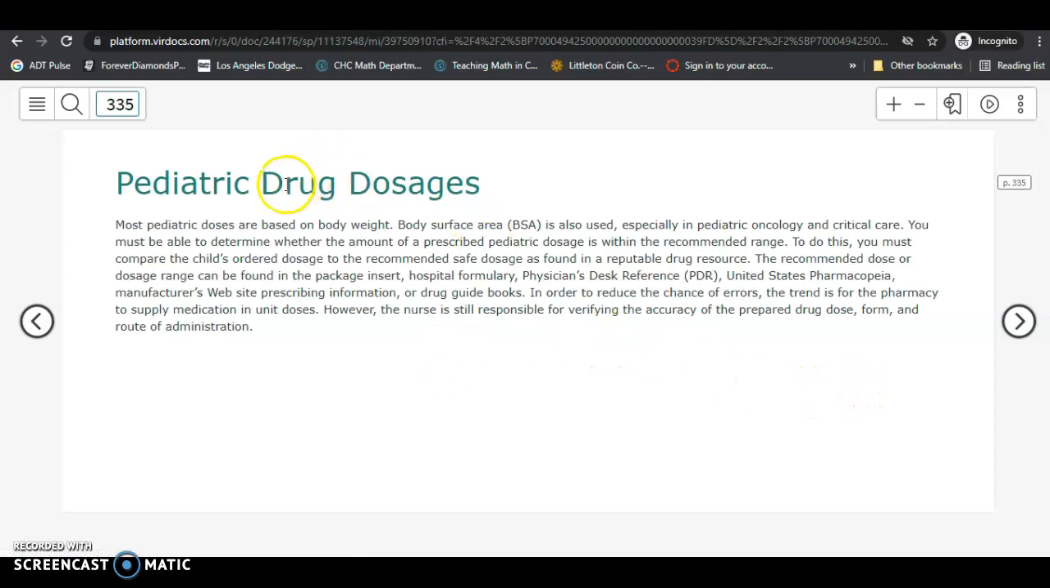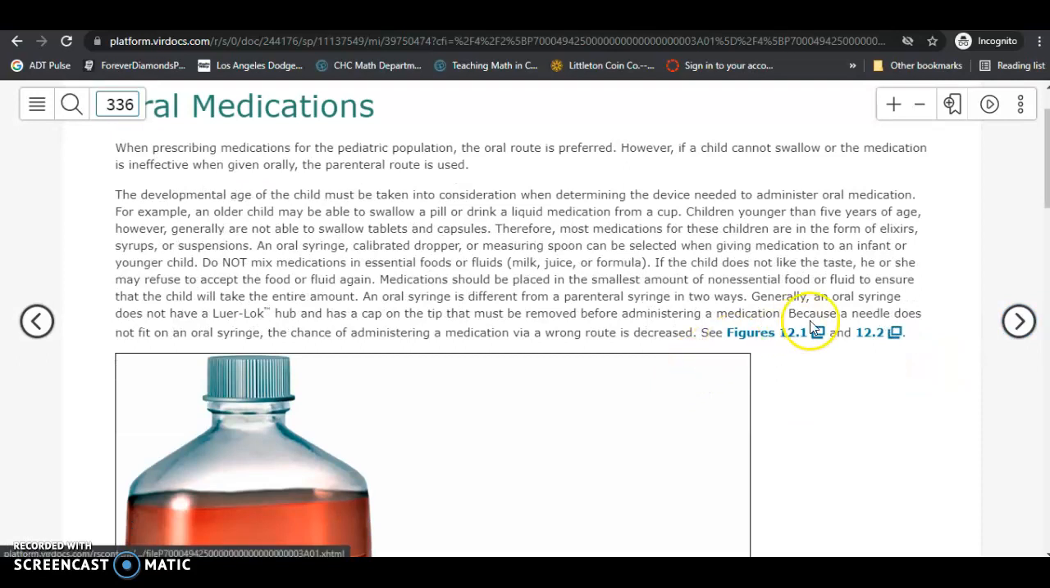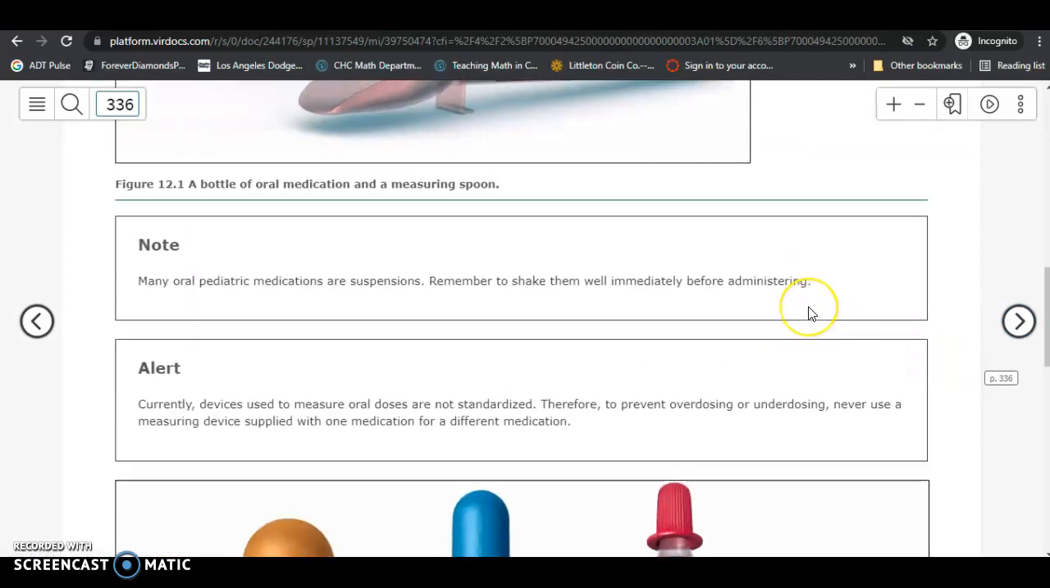Okay, so pediatric drug dosages are usually based on the child's weight. Okay, and in certain applications, drug dosages for children can be based on their body surface area, especially in pediatric oncology and critical care. So you can read more information on your own. Okay, so we're going to talk about oral medications.